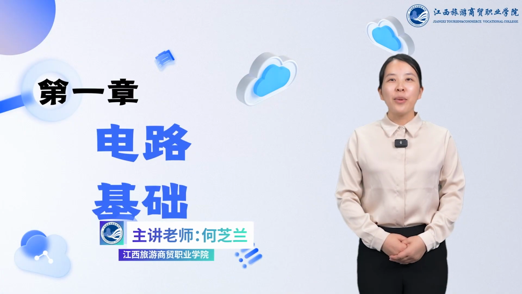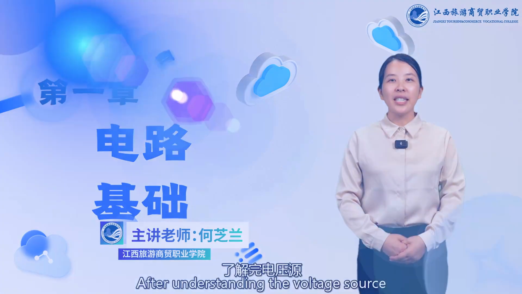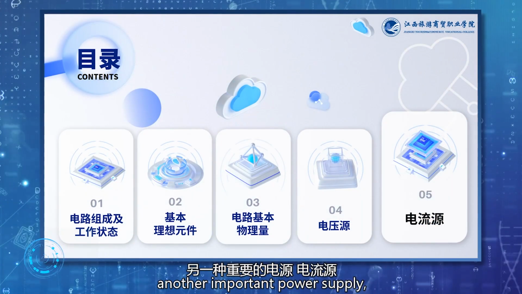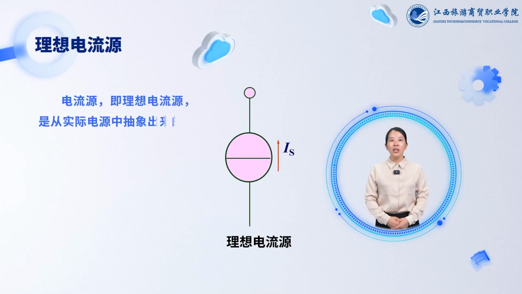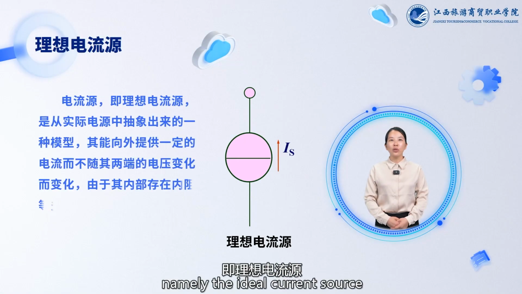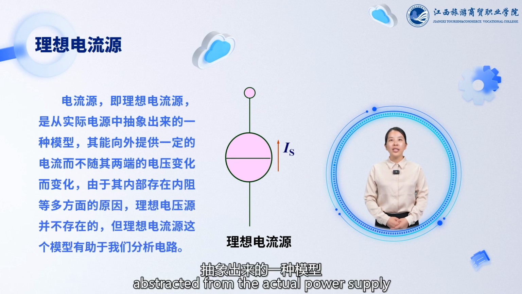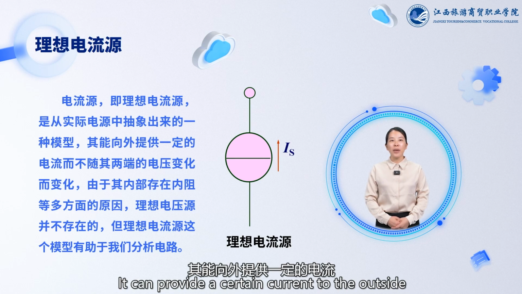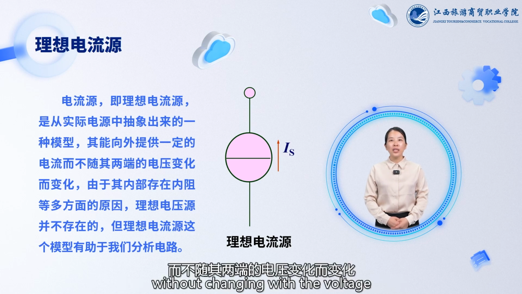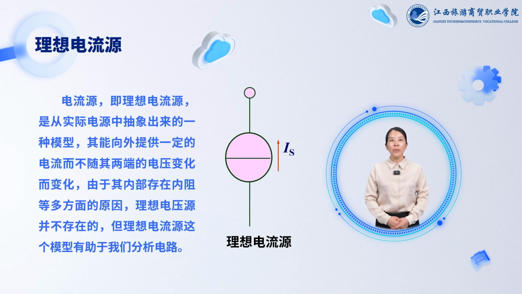Hello students! After understanding the voltage source, let's learn about another important power supply, the current source. The current source, namely the ideal current source, is a model abstracted from the actual power supply. It can provide a certain current to the outside without changing with the voltage changes at both ends.